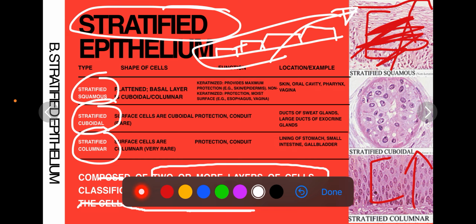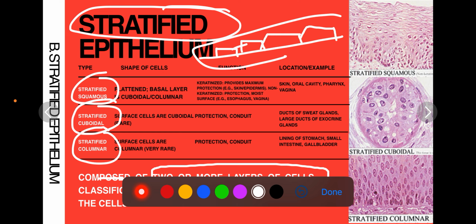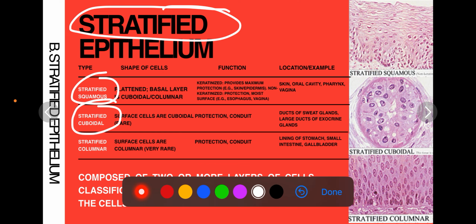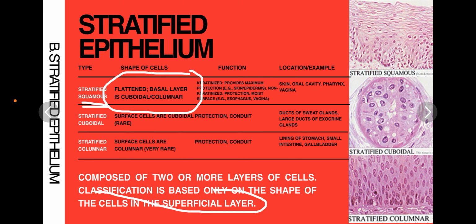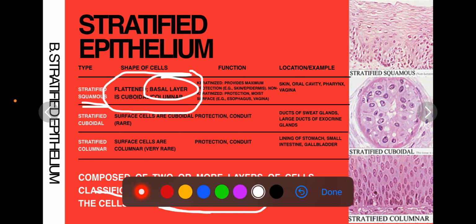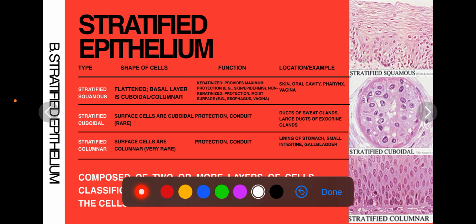Well, so let us elaborate on this a little bit. I'm going to delete everything so everything can be clear for you. Well, stratified squamous. It is flattened again. Okay, and the basal layer is usually cuboidal or columnar, but it is called squamous. Why? Because the most superficial layer is squamous, but the basal layer could be anything, cuboidal, columnar, no worries about that. What is the function?